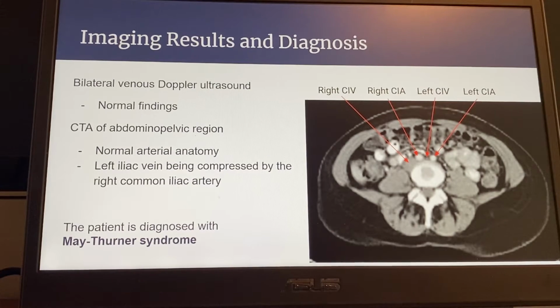The next exam that was performed was that CTA of the abdominal pelvic region. There was seen to be normal arterial anatomy, but they did find that the left iliac vein was being compressed by the right iliac artery. So looking at this picture here, this transverse CT scan, we can see starting from left to right, there's the right common iliac vein, the right common iliac artery, the compressed left common iliac vein that is harder to see, and the left common iliac artery. The patient was diagnosed with May-Thurner syndrome.